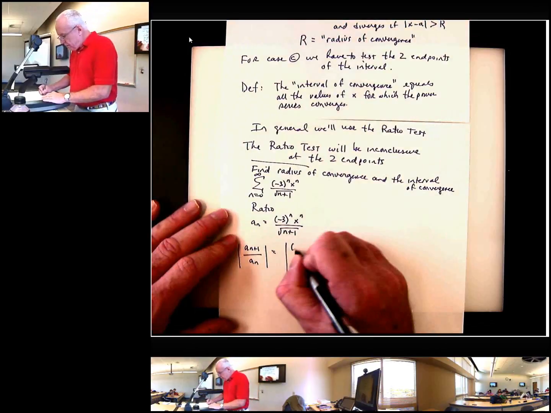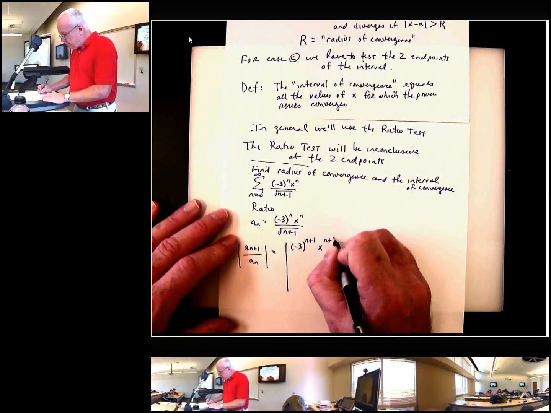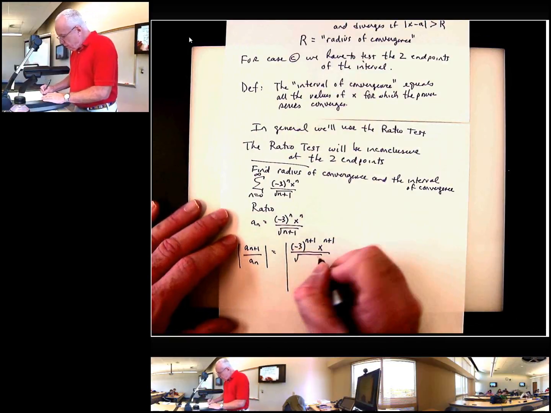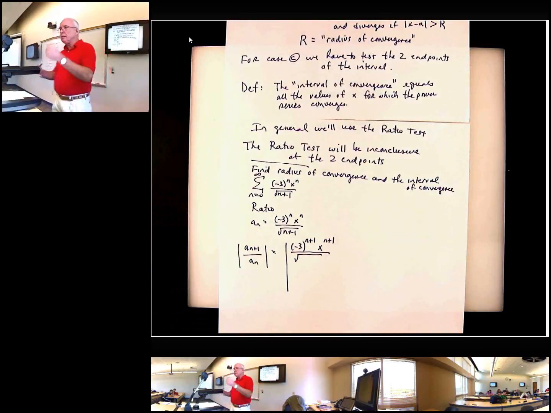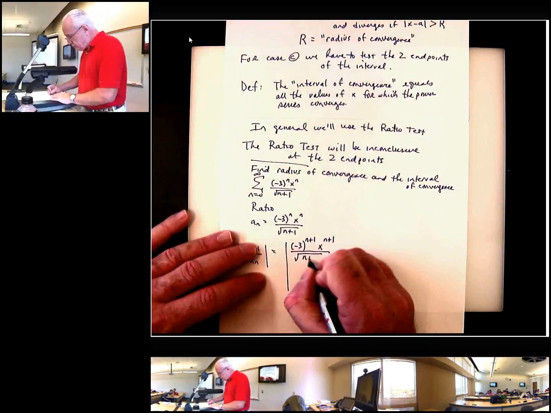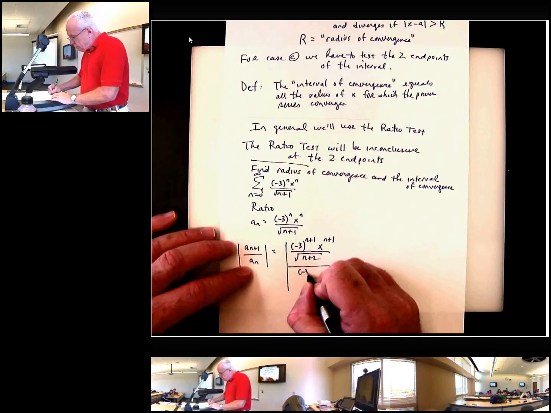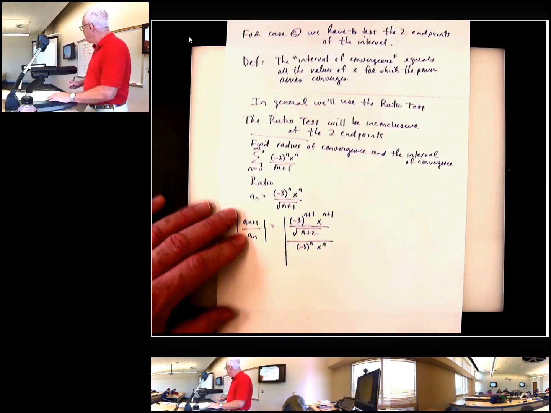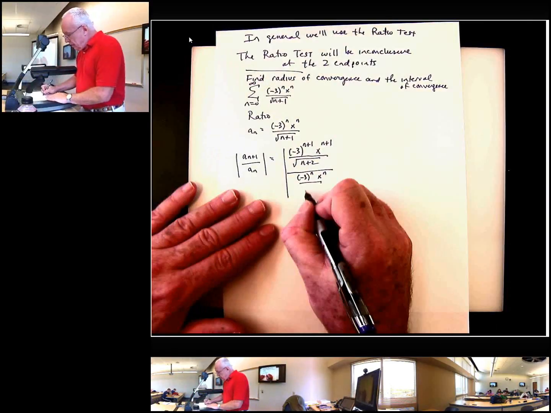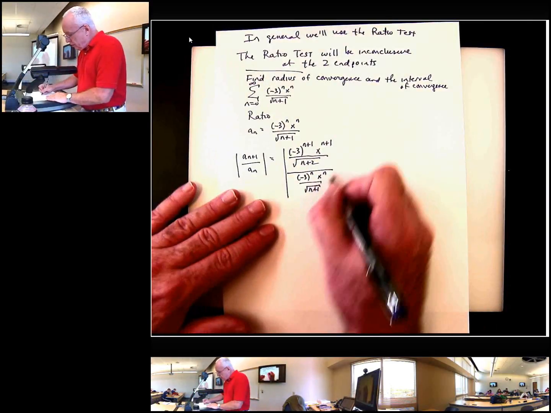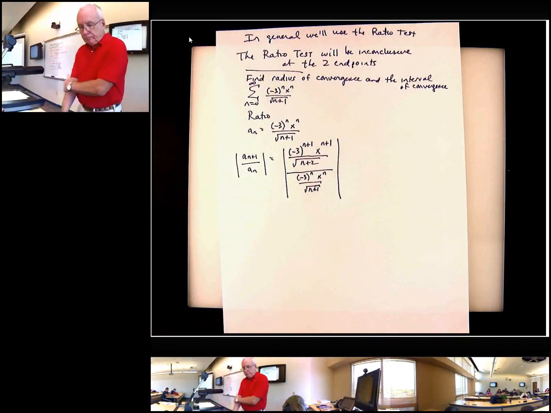So we're going to have minus 3 raised to the n plus 1 times x raised to the n plus 1 over the square root of n plus 1 plus 1, n plus 2. And that'll be over the a sub n, which is minus 3 to the n, x to the n, over the square root of n plus 1. Okay, so big ugly thing, which is going to rapidly get simpler.